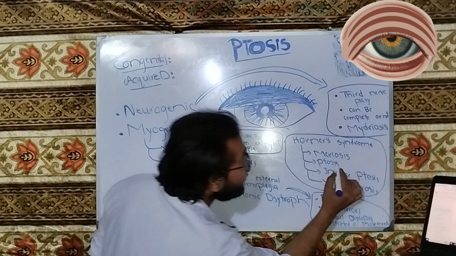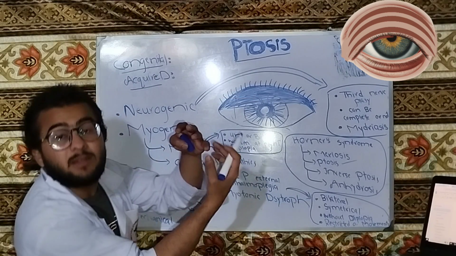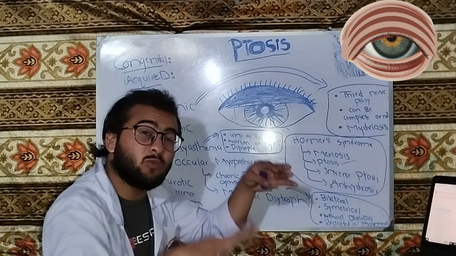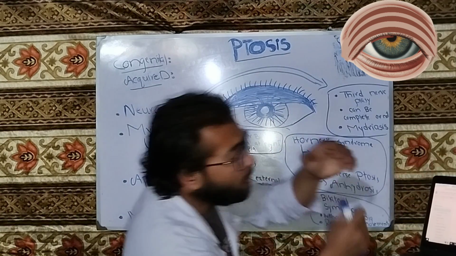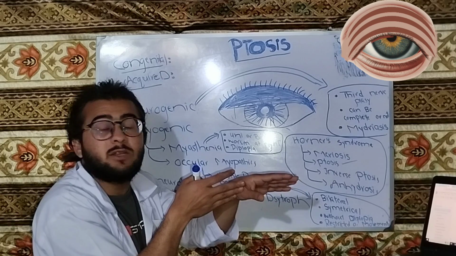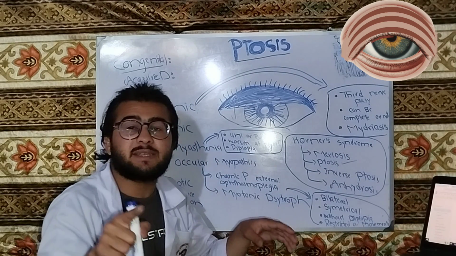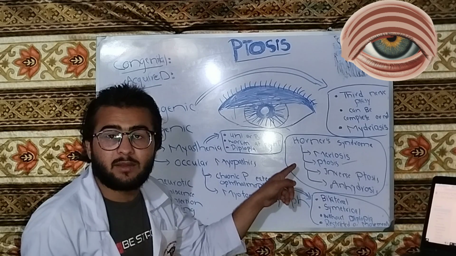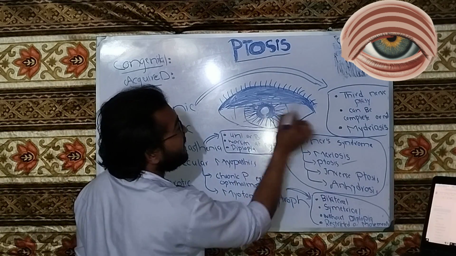The next thing, there will be ptosis. This is because there is the retractor muscle, the Müller muscle, as we have discussed in the chapter of eyelid. The Müller muscle also helps in the lifting of the upper eyelid, and this Müller muscle is supplied by the sympathetic chain. So when there is a problem with the Müller muscle, it will cause partial ptosis.